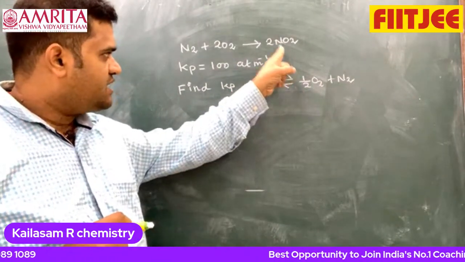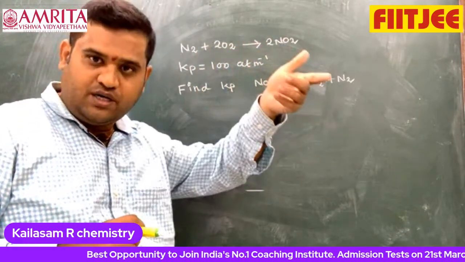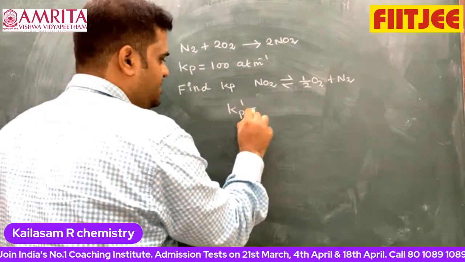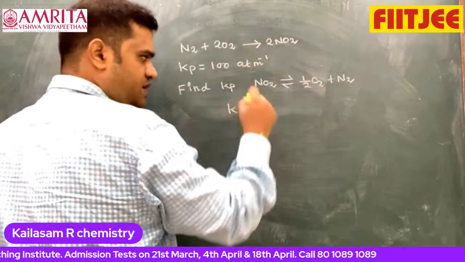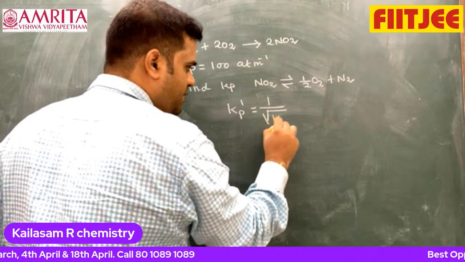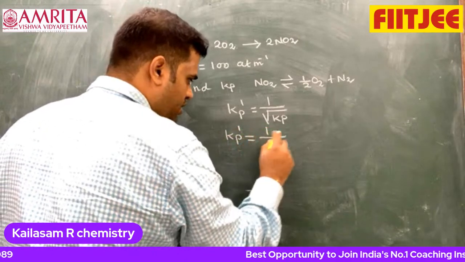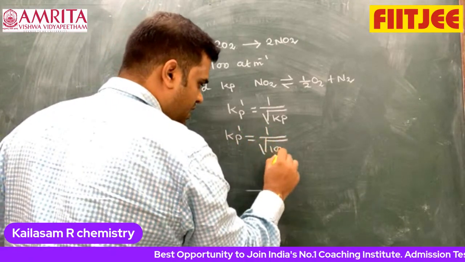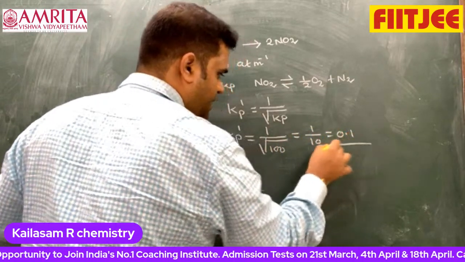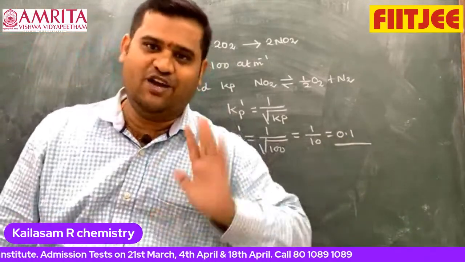Observe that the reaction is reverse. At the same time, the reaction is divided by 2. Reverse and divided by 2. That means Kp dash is equal to 1 by root Kp. Therefore, I can say that Kp dash is equal to 1 by root 100, that is 1 by 10, which is equal to 0.1. These type of questions you may expect from the JEE Mains point of view.